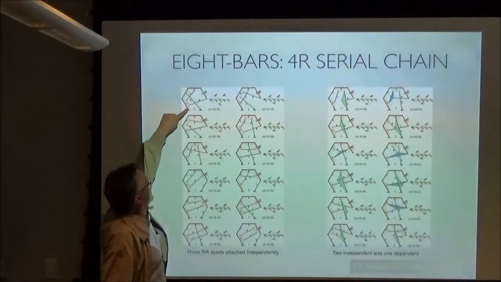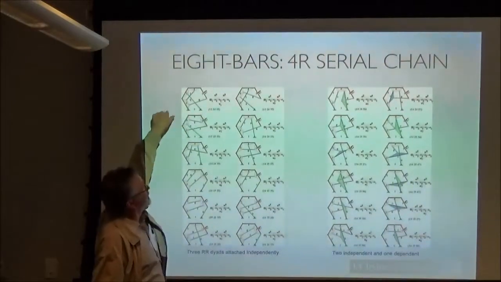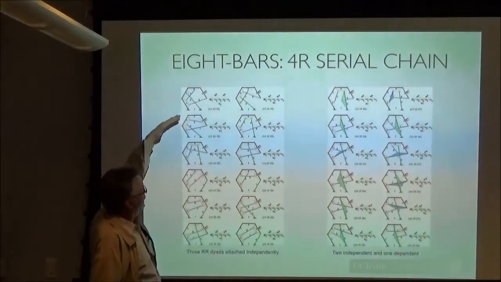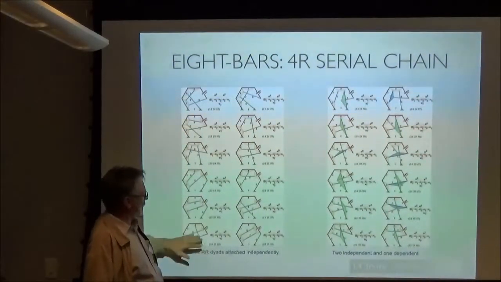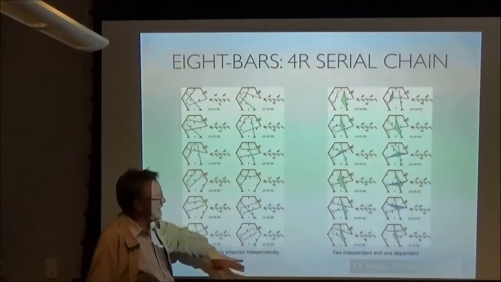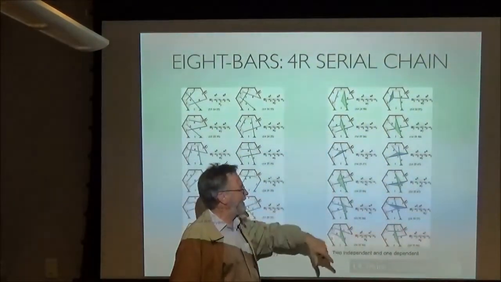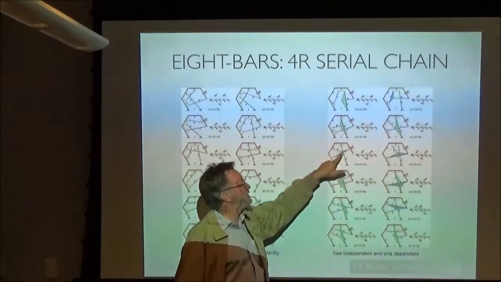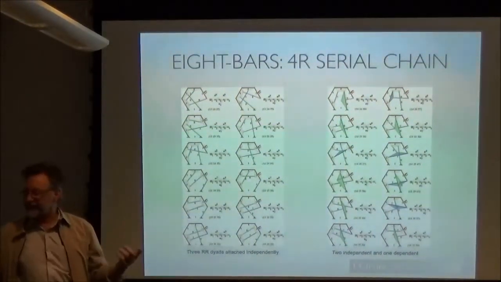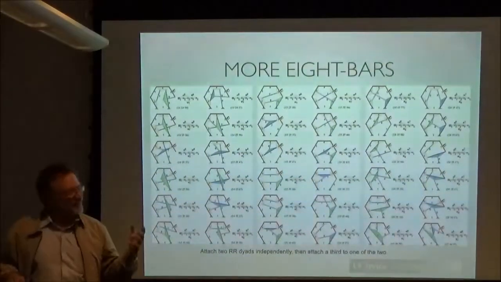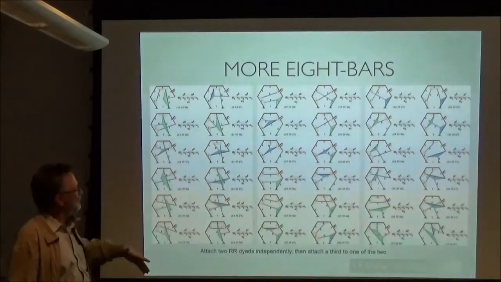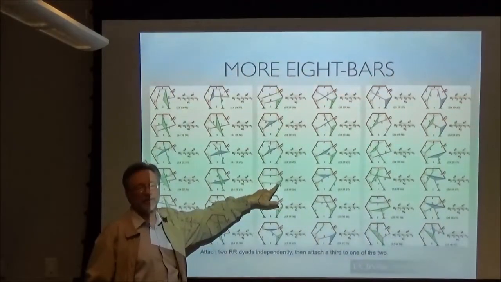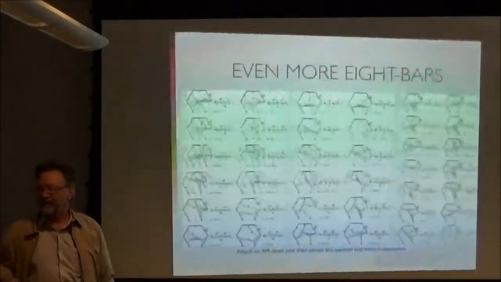All right, so now let's take the case of the 4R serial chain. So here's our 4R serial chain. Joint 1, joint 2, joint 3, joint 4. It's configured sort of like the 6R loop, just so that it's easy to visualize. And what you find is that you can attach 3 RR chains independently, and you get this case. You can attach 2 of them independently and add the third to one of the 2. So that's what you're seeing here, and you get these different cases. And surprisingly, there's even more, where you attach 2 links independently, and you now attach one of the links to the previous ones. And it goes on even more.